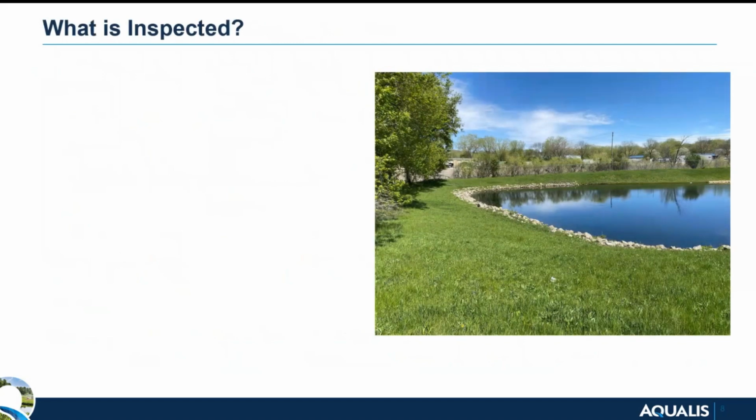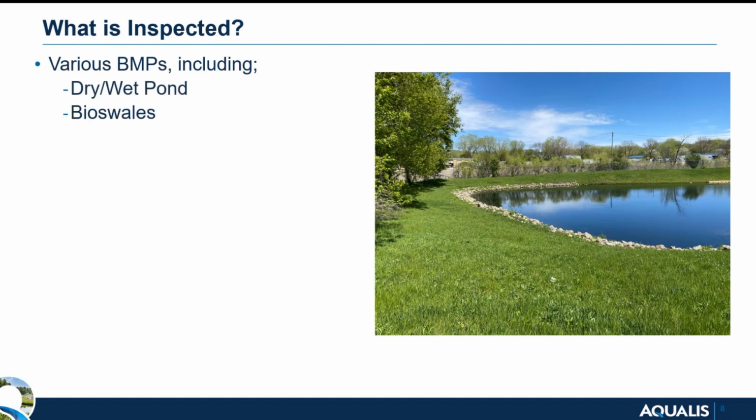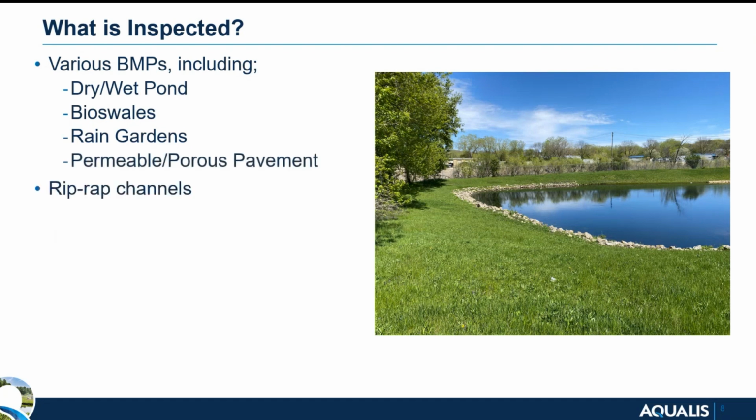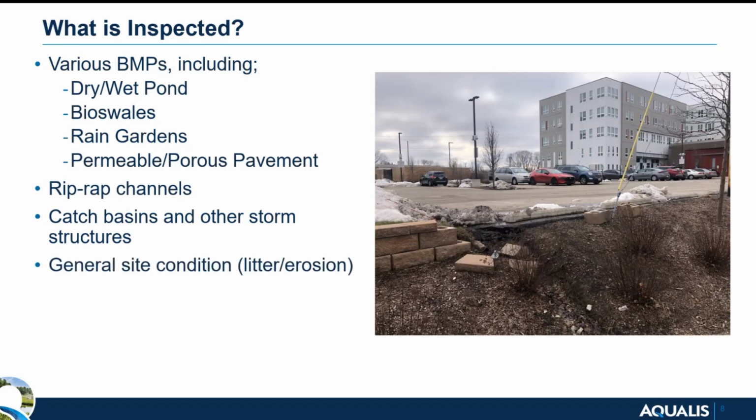And so you learn about the inspection process, but what are we inspecting? I know most of you know we're here for stormwater. So we're inspecting various stormwater BMPs, including dry and wet ponds, bioswales, permeable or porous pavement areas, rain gardens. We'll also inspect riprap channels that convey stormwater flow from curb cuts. We also look at catch basins and other stormwater structures, verifying that they're being maintained as previously agreed.